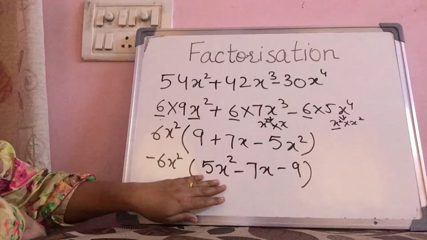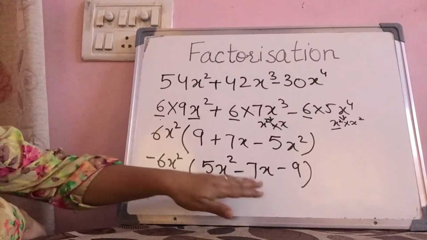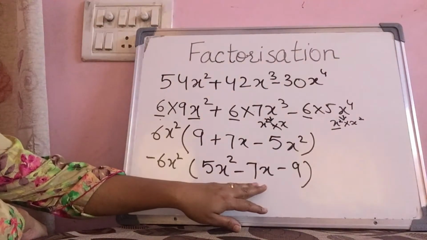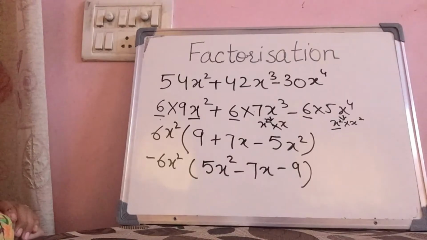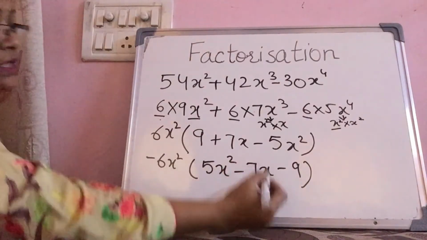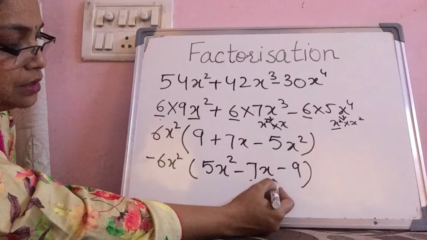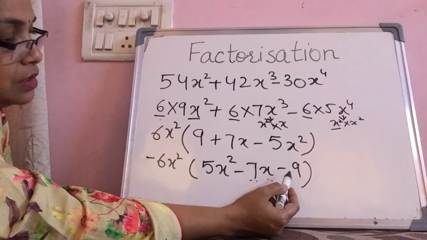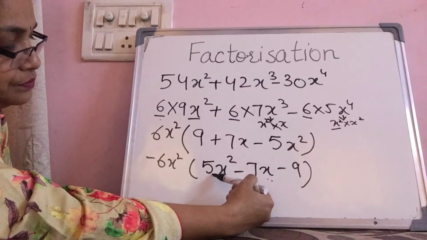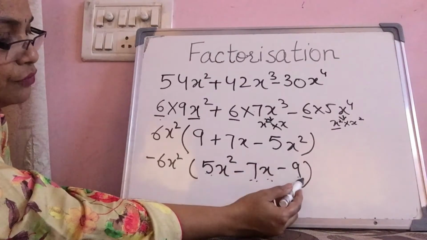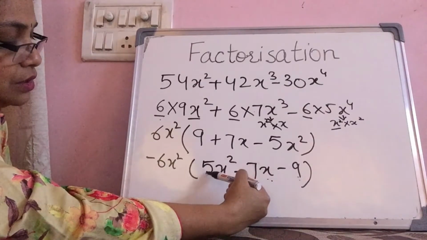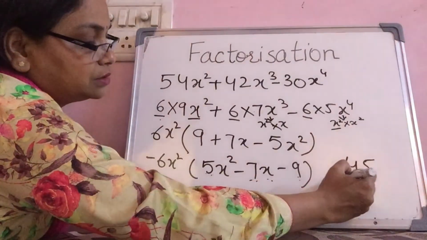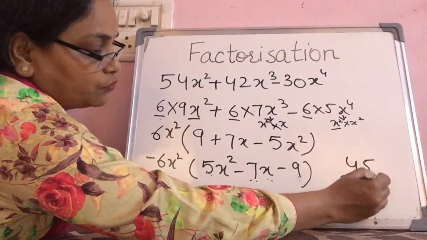I told you in my earlier video how to write expression in a general form first, so that we can split the middle term or we can factorize it by using identities. Now we see we have 7 as a center term, and we have to split this 7 by the factor 9 and 5. So we get 45. If we take 45 as a factor, we get 3 into 3 into 5.